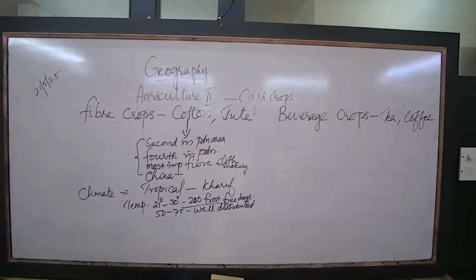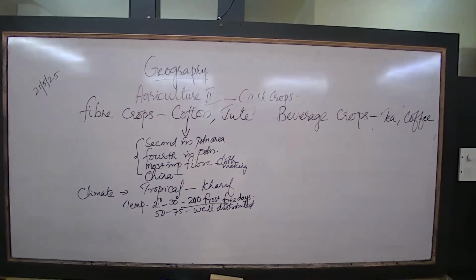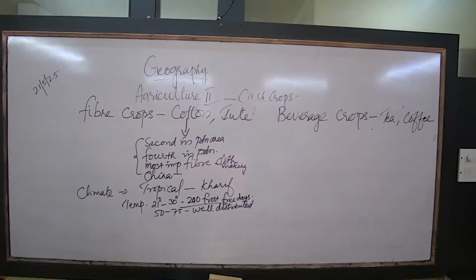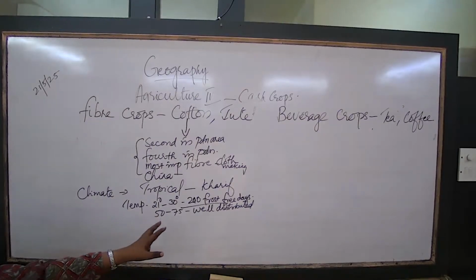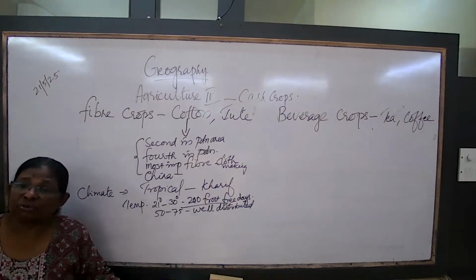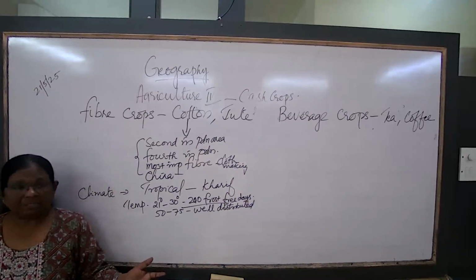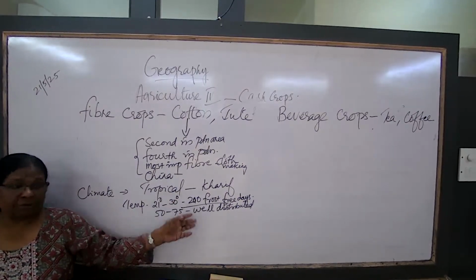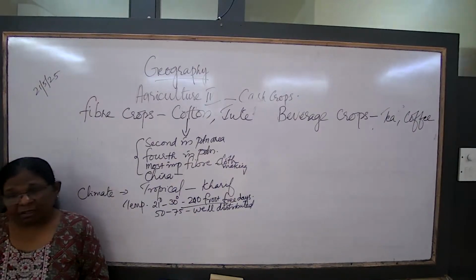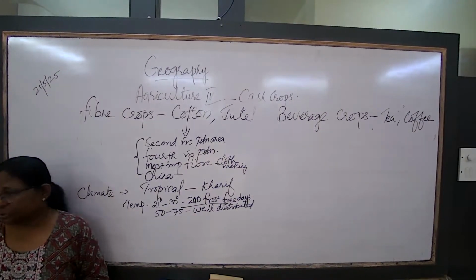Soil requirements: black soil, alluvial soil and laterite soil. See, it is written, regur soil is the best suited for cotton cultivation. That is why that soil is also known as black cotton soil. Regur soil is the black soil. It is known as black cotton soil just because it is good for the growth of cotton. Clear?